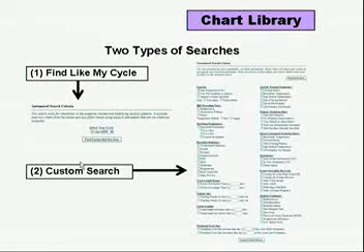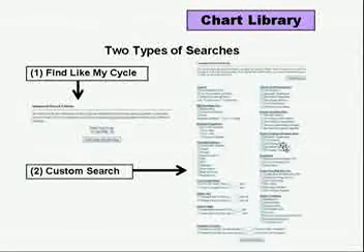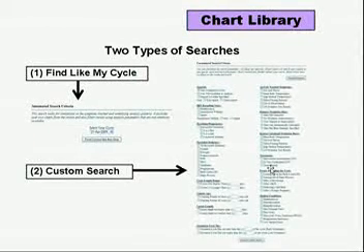Your other option is to do a fully custom search. To do this, you'll scroll a little bit further down on the page and you'll see this customized search criteria. You can go down and fill out these various fields to specify what type of cycle you're looking for. Then use the Search Chart Library button at the bottom to do your search. Be careful not to specify too many fields, or you might get too specific and you may find that no charts match in the system.